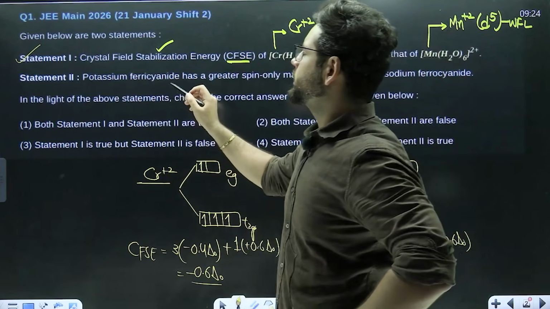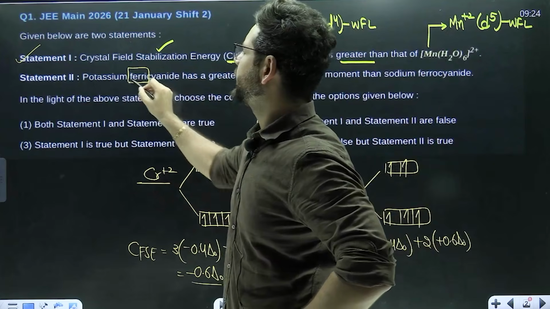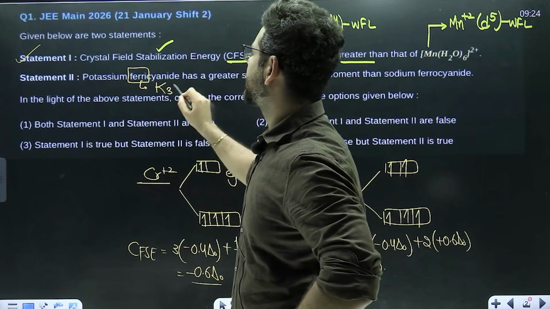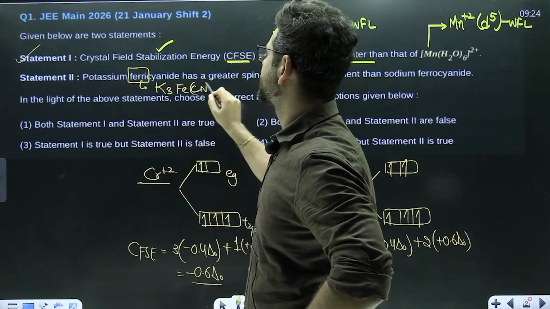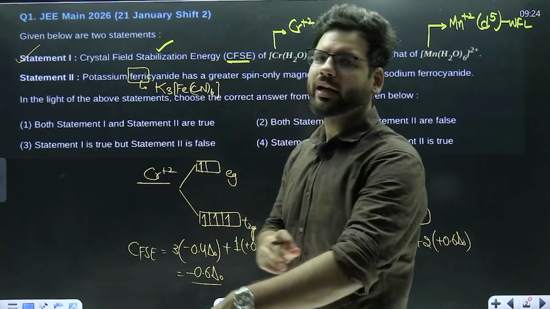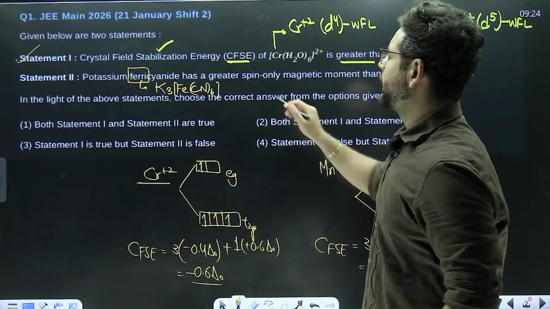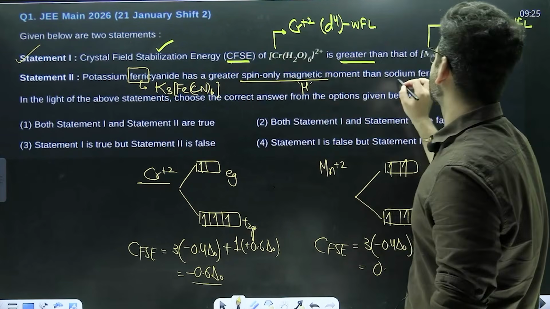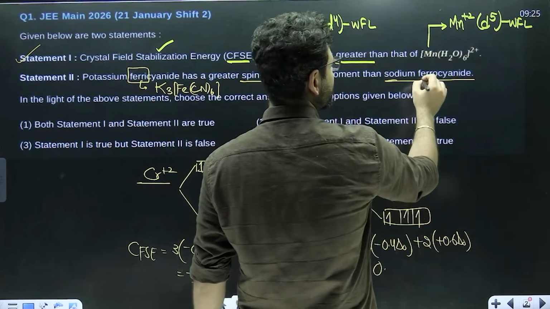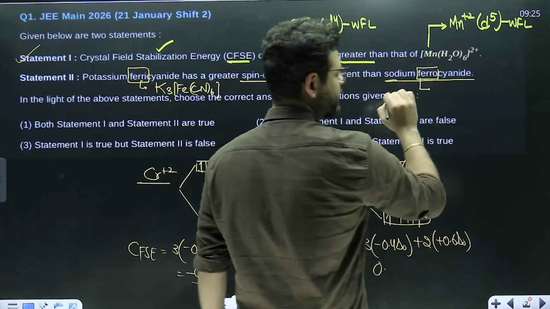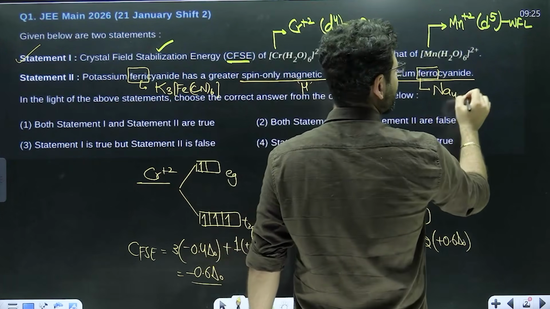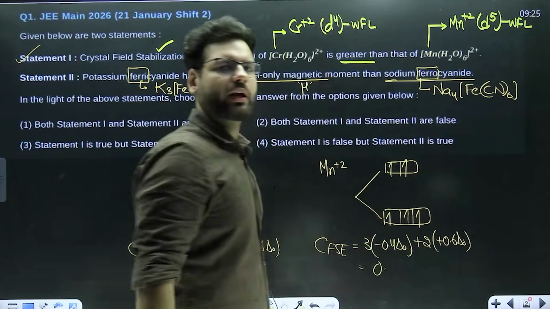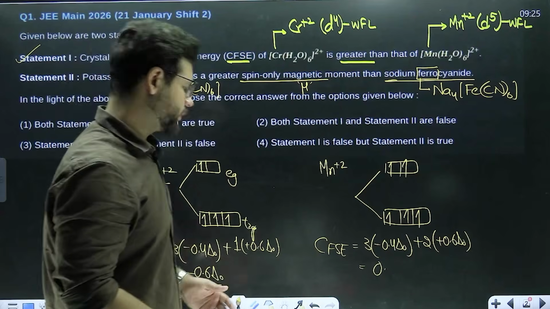Statement 2. Potassium ferricyanide. Ferri means iron plus 3. Potassium ferricyanide formula would be K3[Fe(CN)6]. It has greater spin only magnetic moment, meaning the mu value is more as compared to sodium ferrocyanide. Ferro means ferrous, Fe plus 2. So the formula will be Na4[Fe(CN)6]. Again, it's a crystal field theory question only.